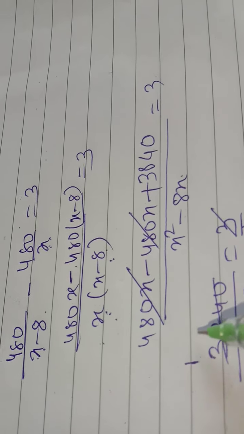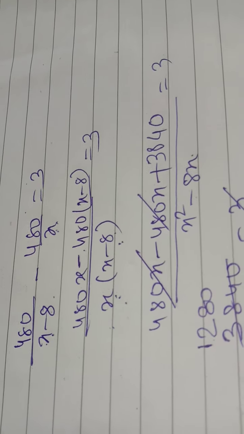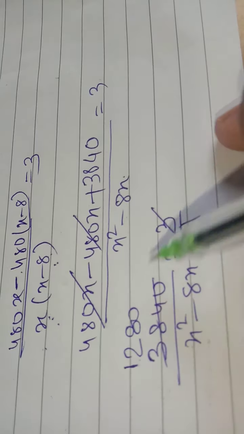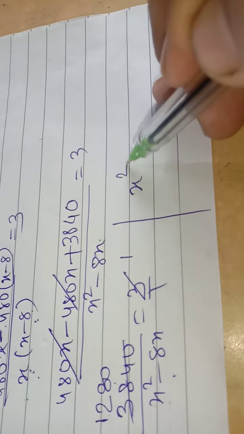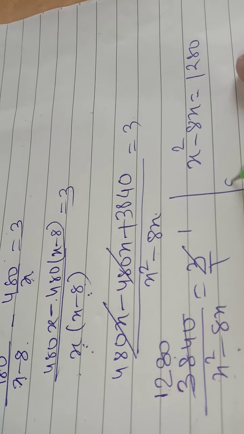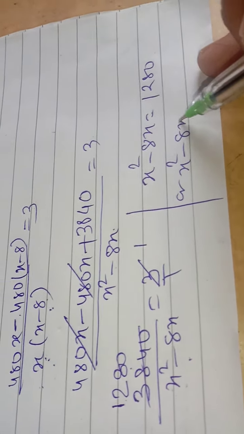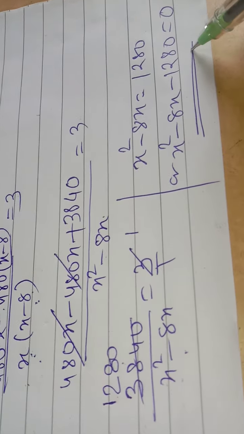Cancel it. So after cancelling you are getting this one. So cross multiplication: it is x square minus 8x is equal to 1280, or x square minus 8x minus 1280 is equal to 0. So this is the equation.